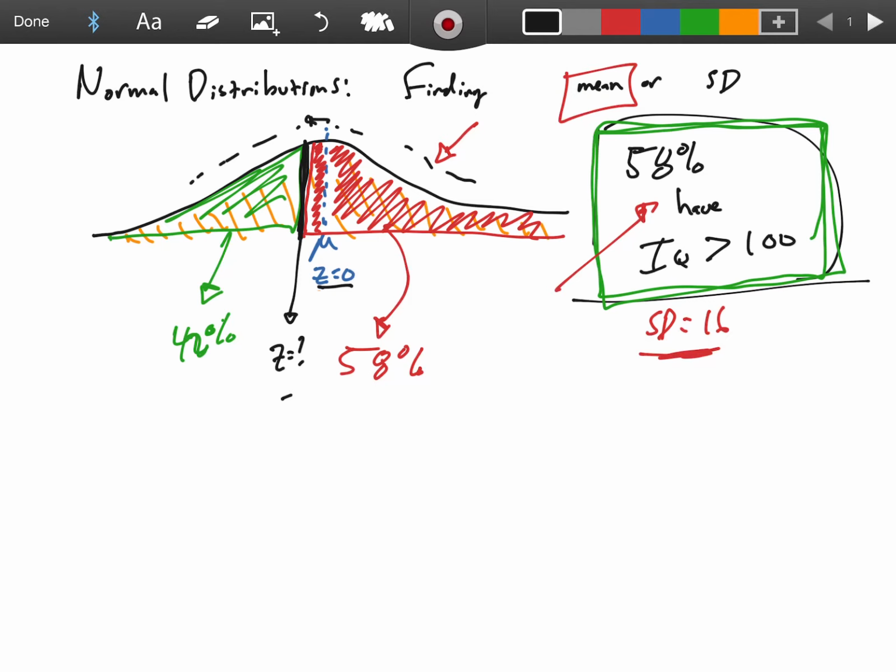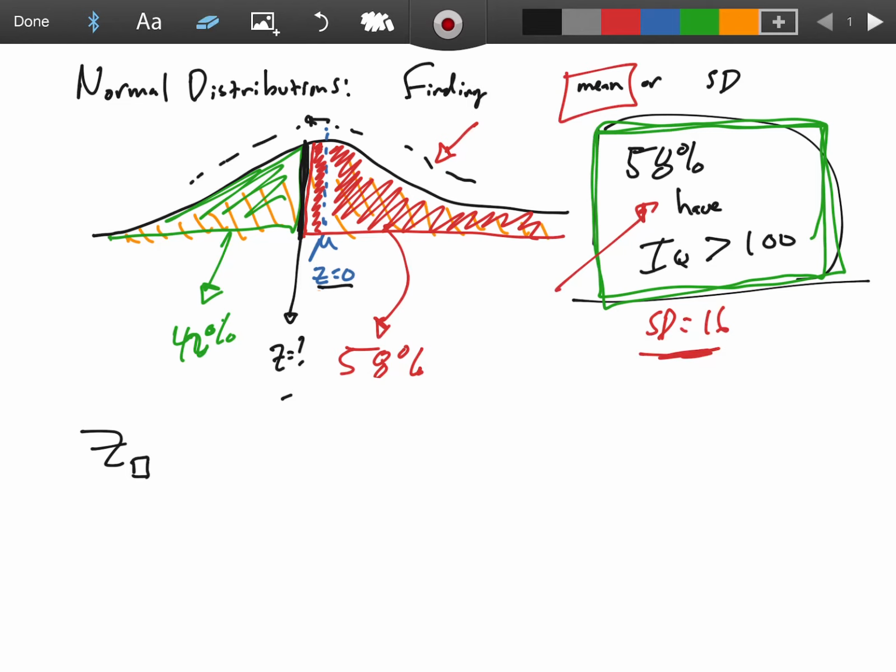Now, you can use a table to look up this proportion and to figure out what's going on. Or Alex has a really cool calculator tool that you can just use. Inside that calculator tool, there's a button that looks like this. It's a Z with a little box.